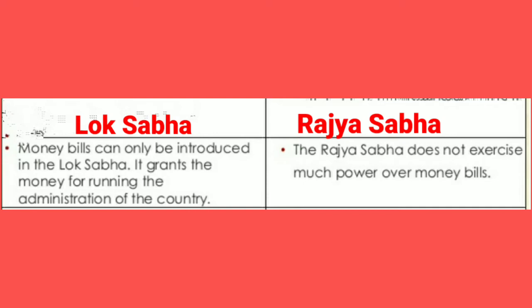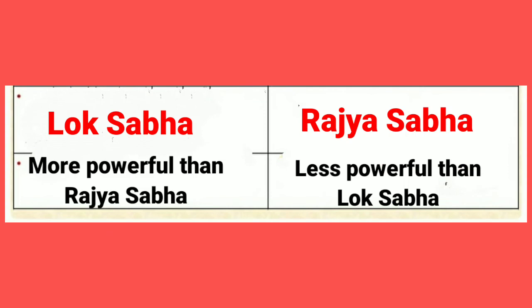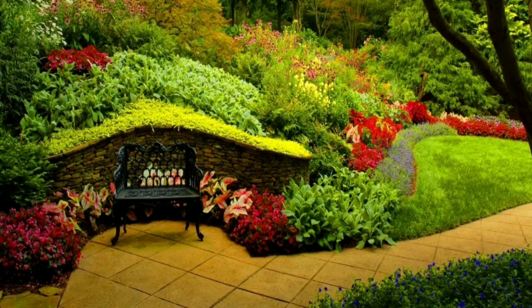Money bills can only be introduced in the Lok Sabha. It grants the money for running the administration of the country. The Rajya Sabha does not exercise much power over money bills. Lok Sabha is more powerful than Rajya Sabha, and Rajya Sabha is less powerful than Lok Sabha.